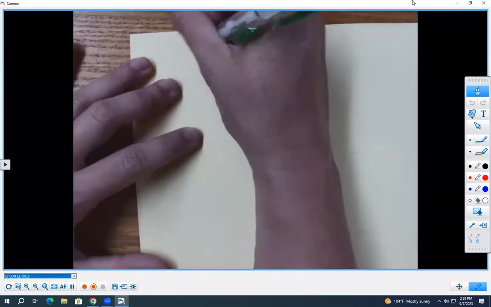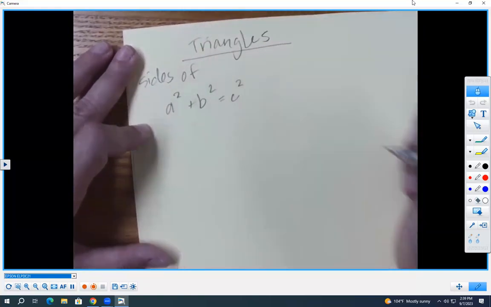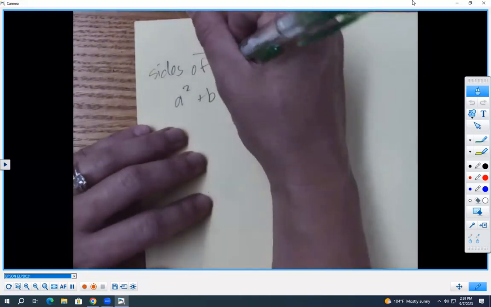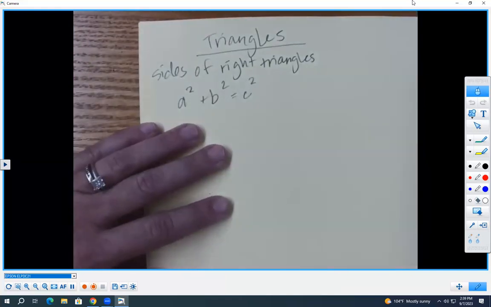What about sides? Do we know anything about the sides of a triangle? Do they have to add to be something, or is there any equation we can do with sides? A squared plus b squared equals c squared. Okay, so this is triangles still. So yeah, we know the sides of certain types of triangles have to be a squared plus b squared equals c squared. What kind of triangles is that for? A right triangle. Yep, sides of a right triangle. So that only works for right triangles.